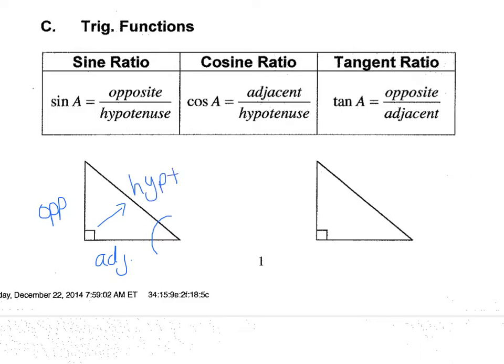And of course, across from the 90-degree angle is always your hypotenuse. But look what happens when we go from this angle here. My hypotenuse is not going to change because it is across from the 90-degree angle still. But my opposite and my adjacent sides are going to change. So opposite and adjacent are interchangeable depending on from which angle you're looking from.